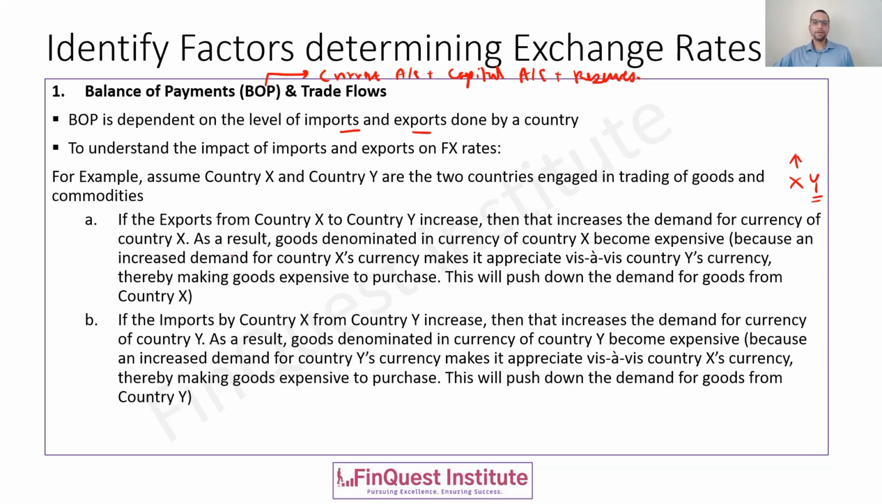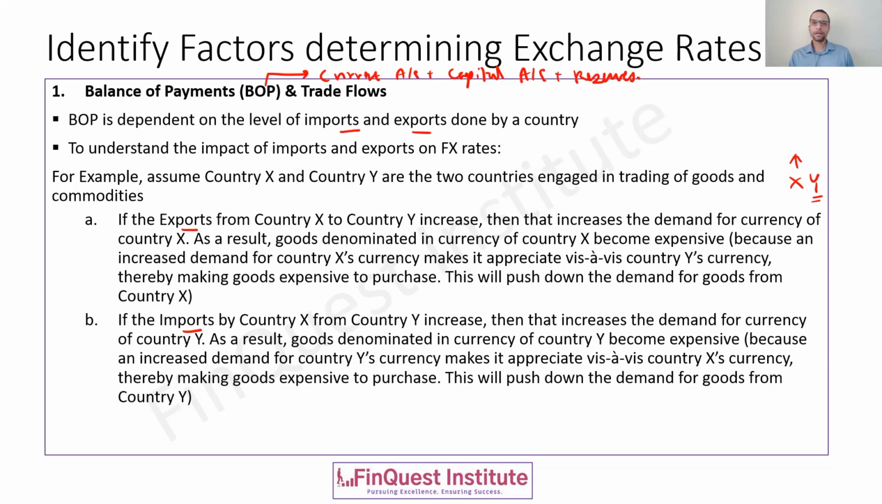The next scenario: we spoke of exports, now let's look from an imports perspective as well. If the imports by country X from country Y increase, that is, people in country X want more and more of the products produced by country Y, then in this scenario the demand for country Y's currency is going to go up, isn't it? Because the demand for the products from country Y has risen. So as a result, the demand for the currency of country Y is also going to rise.